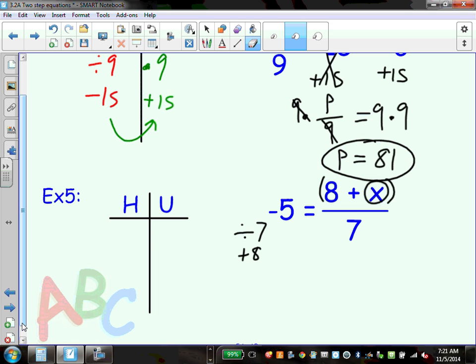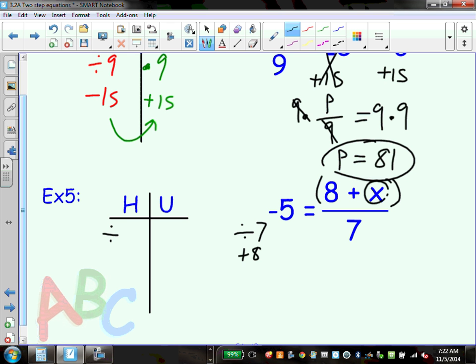I should not have drawn those parentheses in, because they don't exist there. That's not part of the problem. All right. So, divide by 7. Oh, wait. I'm noticing something. We do need the parentheses. We do need to treat the top, the numerator, as one thing, 8 plus x. It needs to stick together, because it's the numerator.